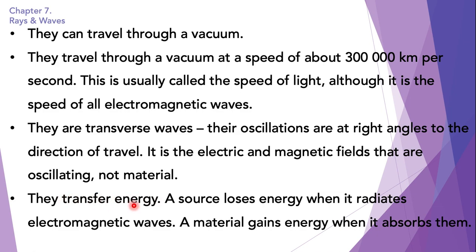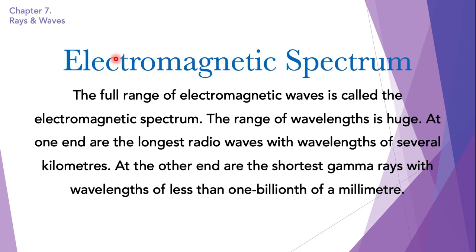So they transfer energy. They are transverse waves, they transfer energy, and they can travel through a vacuum at a speed of about 300,000 kilometers per second. So these were the features the electromagnetic waves have in common. Now let's look at the electromagnetic spectrum.